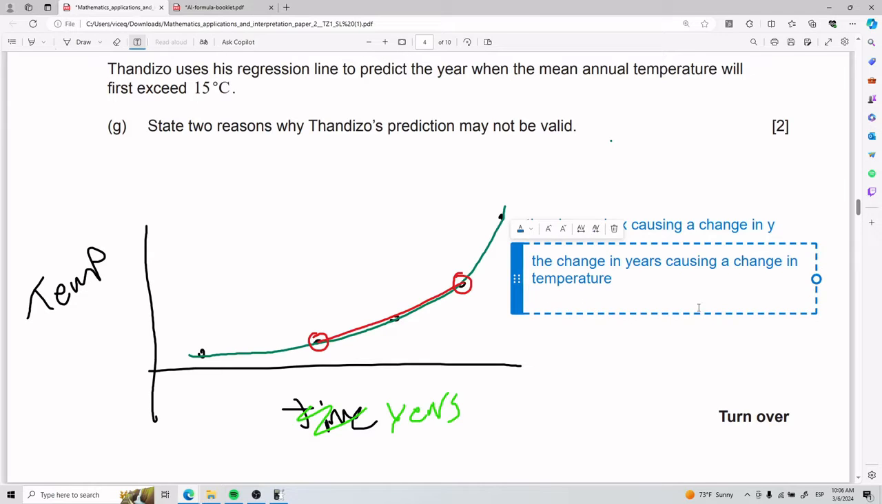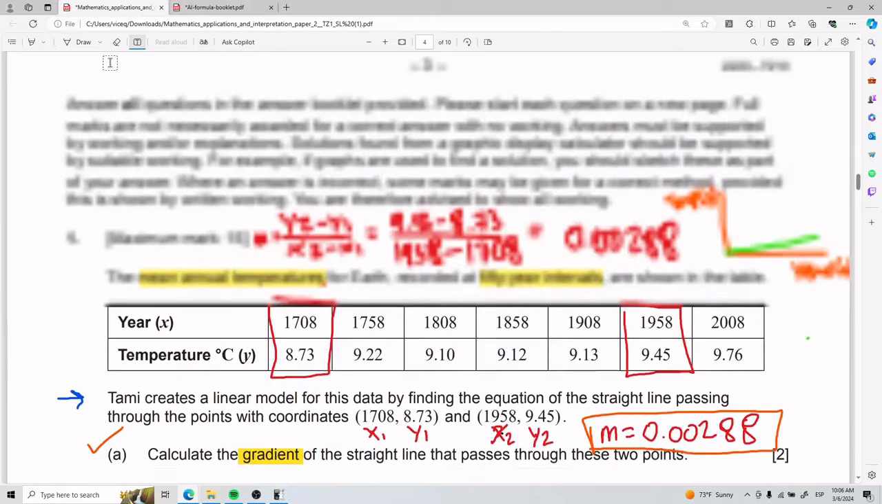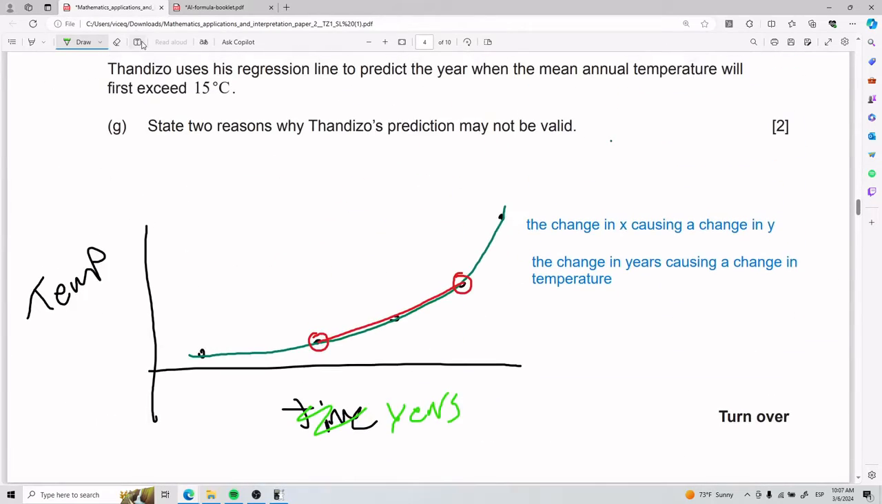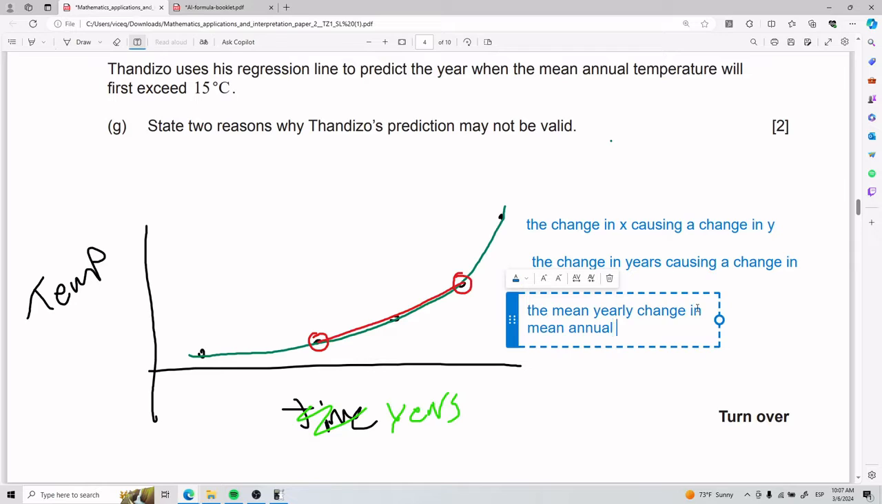All right, this is the very intuitive way to put it. Let's recall that here they talk about the mean annual temperature. So technically, if you want to get a little bit fancier with this, you can say the mean yearly change in mean annual temperature. Why annual? Because we have annual temperatures up there. See?